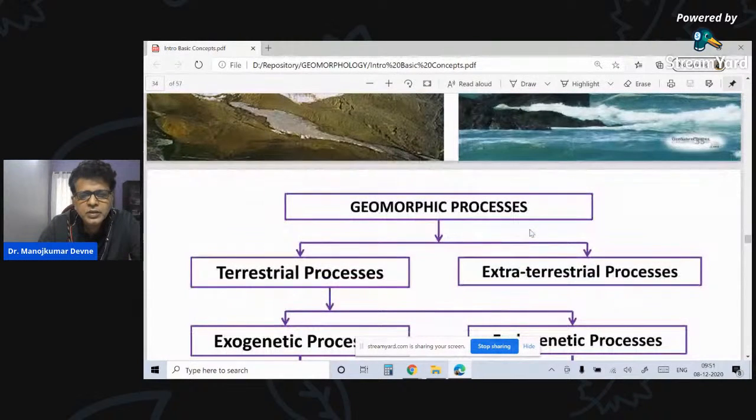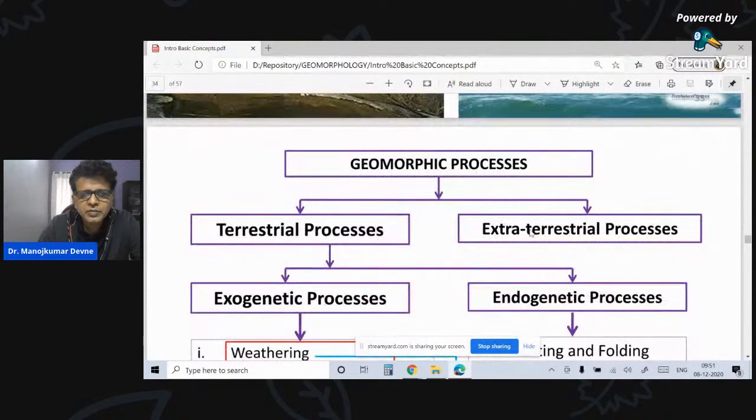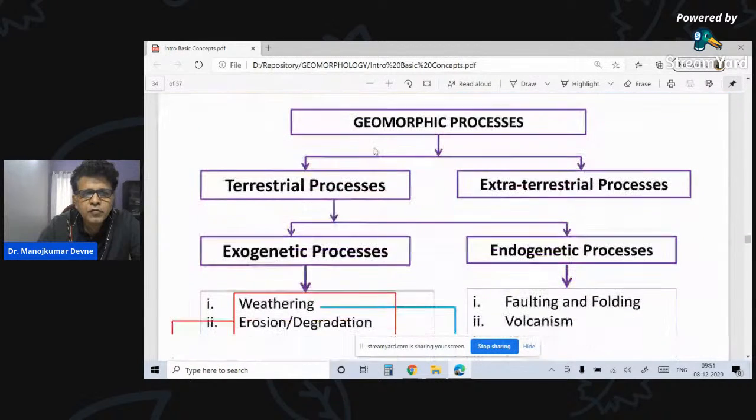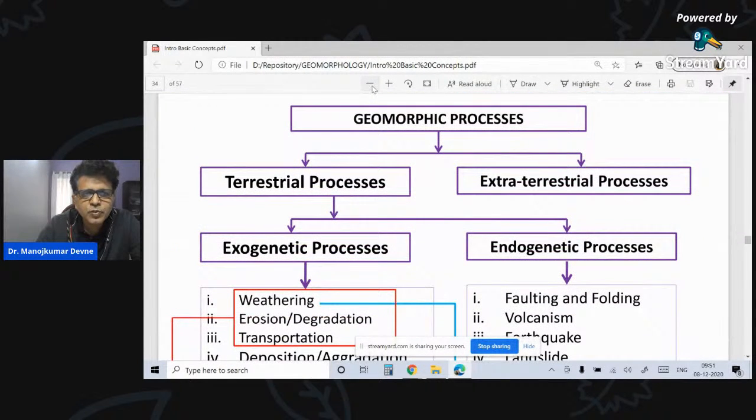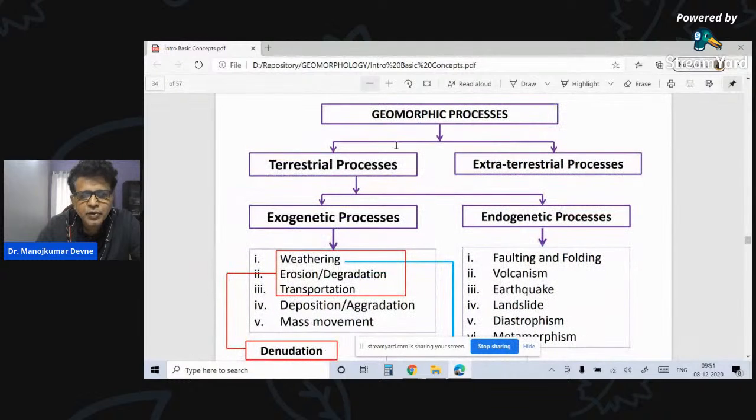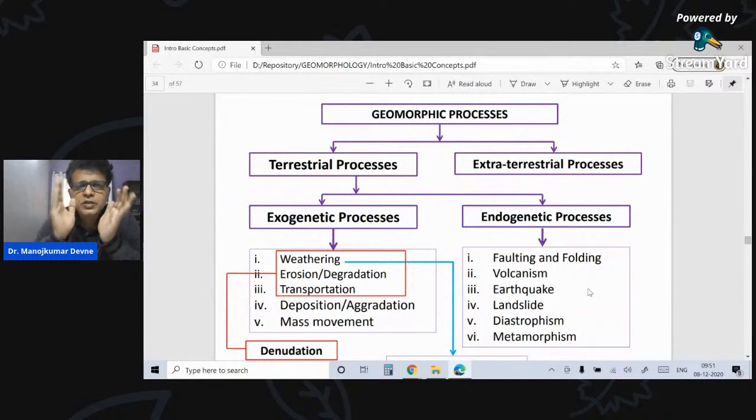Now, given all these things, understood all these basic things, what should I be understanding about geomorphic processes? I'm purposely trying to put the whole thing in one scenario. I'll just hide this. Now, geomorphic processes, or we could have written there the subject of geomorphology. There are two basic processes: terrestrial processes and extraterrestrial processes.